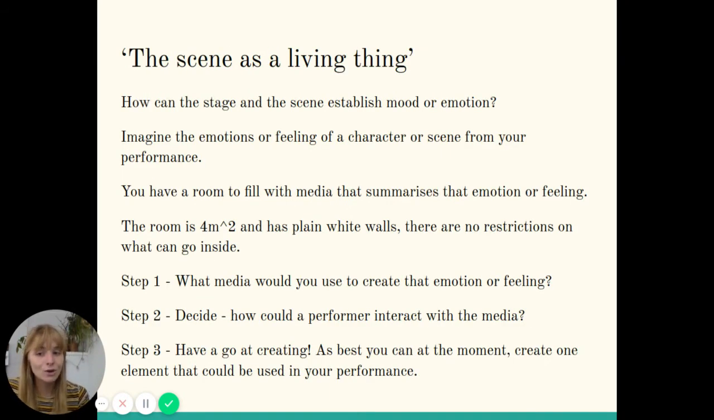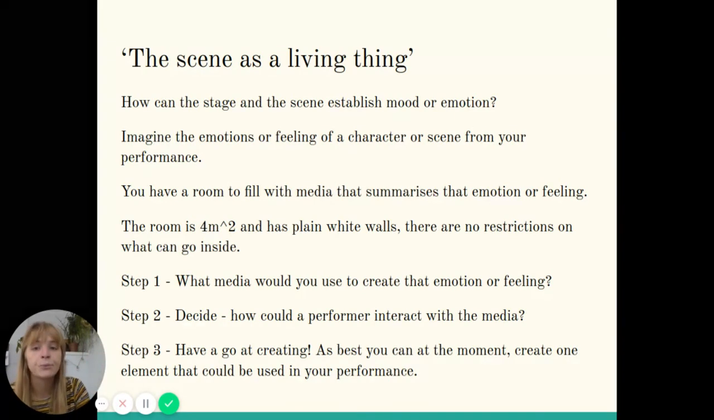So this is what I think we should do as a first step to thinking about multimedia. The scene is a living thing, which is that quote from Edward Gordon Craig. So what I want you to be thinking about is how the stage and the scene can establish the mood and emotion of the performance. I want you to think about the emotions or the feeling of a character or a scene from your performance that you're working on at the moment. So that's your devised performances.